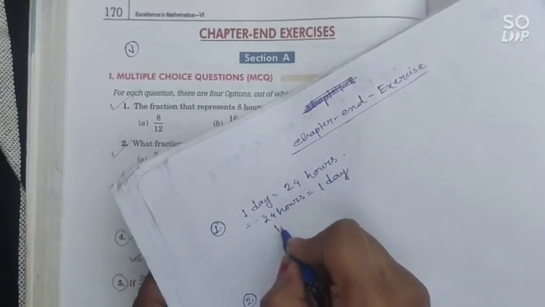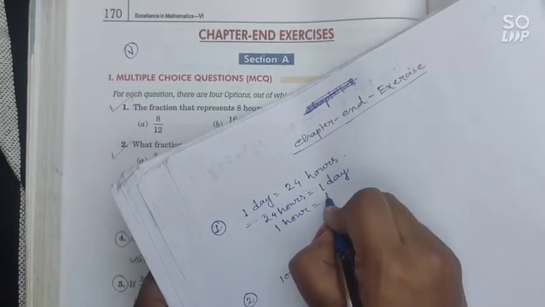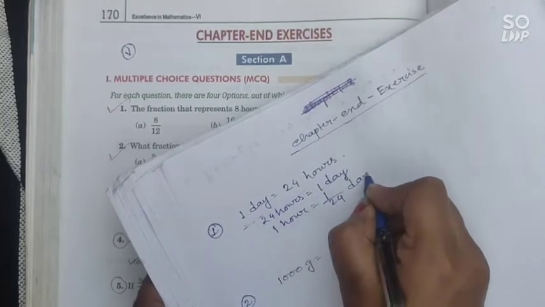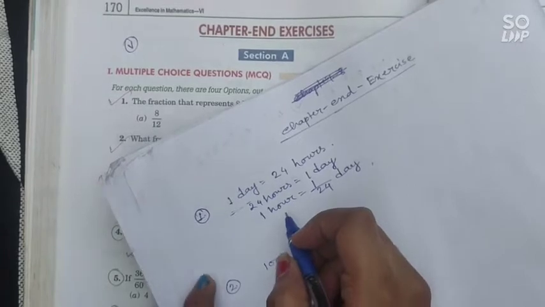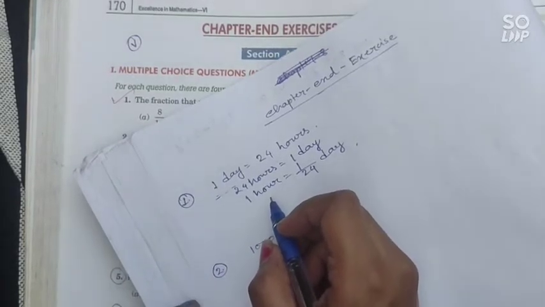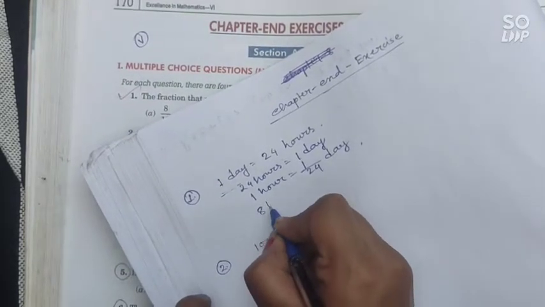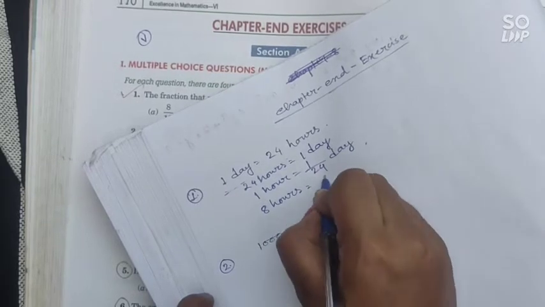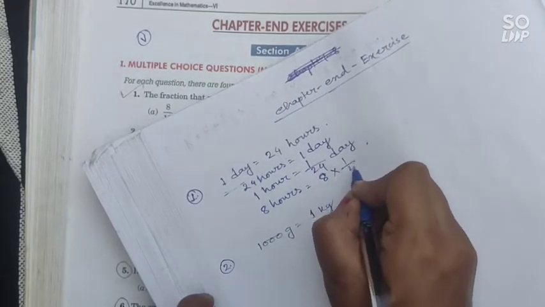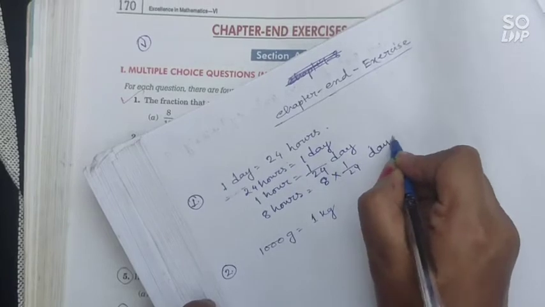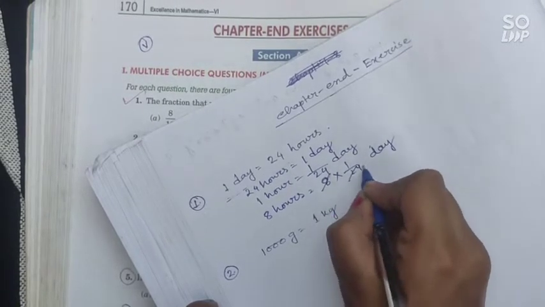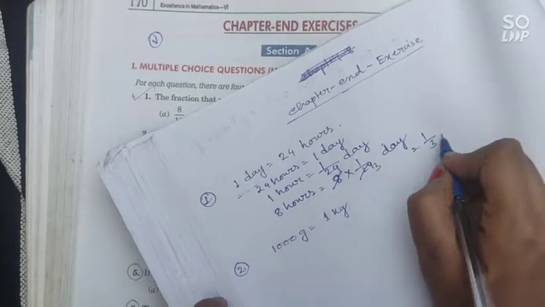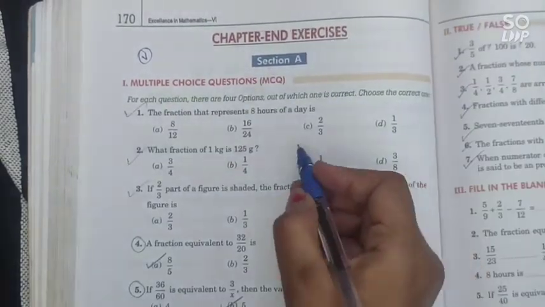So 1 hour equals 1 by 24 day. Then you have to find out 8 hours equals how much day? 8 hours means 8 times 1 upon 24 day. So 8 3s are 24. That means 1 by 3. This will be the answer, 1 by 3.